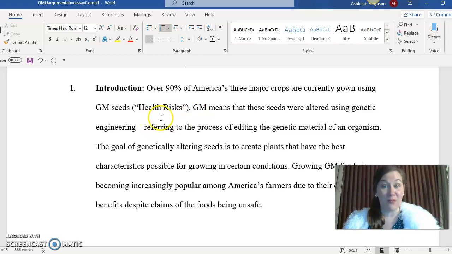Now he wanted to inform his reader, so he gives information from the source, but also he educates his reader. GM means that these seeds were altered using genetic engineering, referring to the process of editing the genetic material of an organism. The goal of genetically engineering seeds is to create plants that have the best characteristics possible for growing in certain conditions. Growing GM foods is becoming increasingly popular among farmers due to their economic benefits despite claims of foods being safe. Now again, this introduction serves a purpose of educating the reader. Many readers may not really know what GM foods are, and this particular writer wanted to educate his readers about them. That's something you can do with your introduction paragraph, is you can educate your reader.